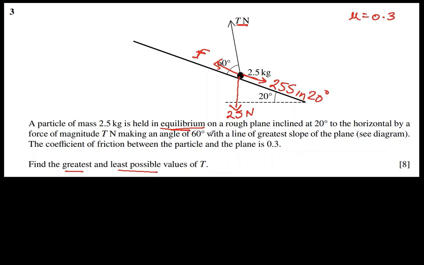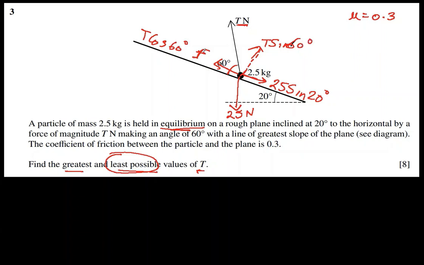Okay, so let me repeat what I've done in my past videos. First, we'll talk about the least possible value of T. So first, we will write the component of T in this direction, which will be T cos 60 degrees, because the angle is here. This component is going to be 60 degrees. So what will be the component here? 90 degrees to this, T sin 60 degrees.